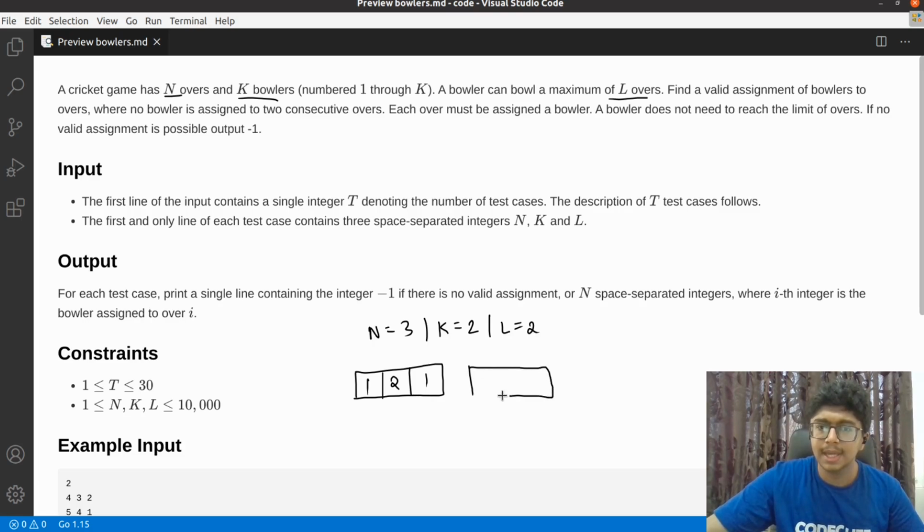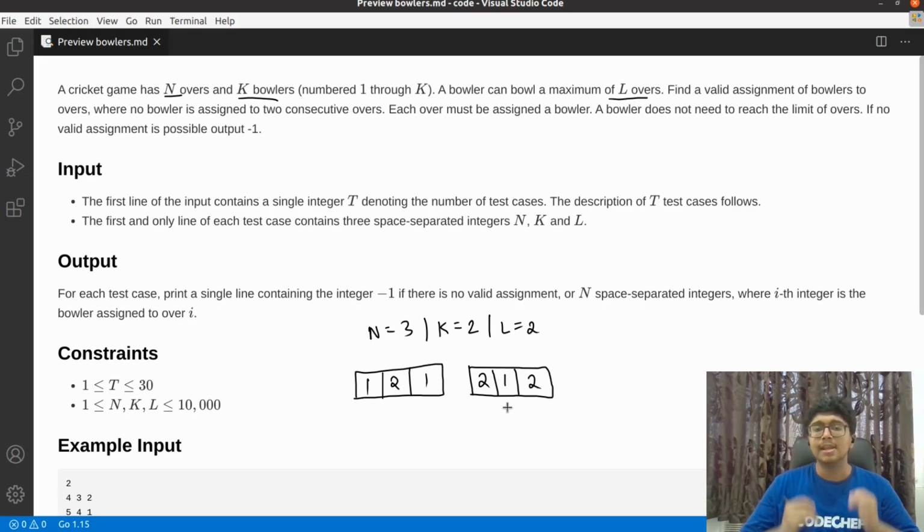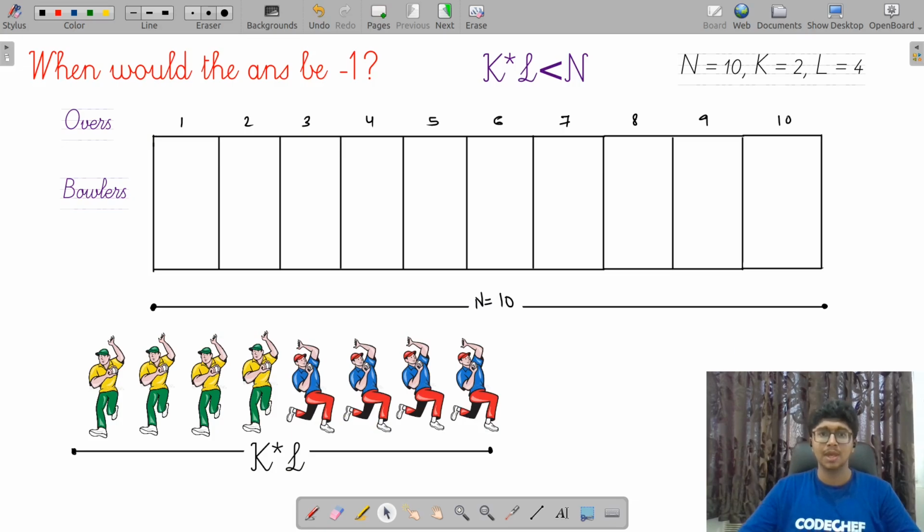So this is one possibility. Now you may say, hey, we have another possibility, right? Say for example, the second bowler bowls the first over, and this would be our assignment. So in this case, there are multiple valid answers which we can print. But now let us look at when our answer will be -1, in which we cannot form any valid assignment in this problem.